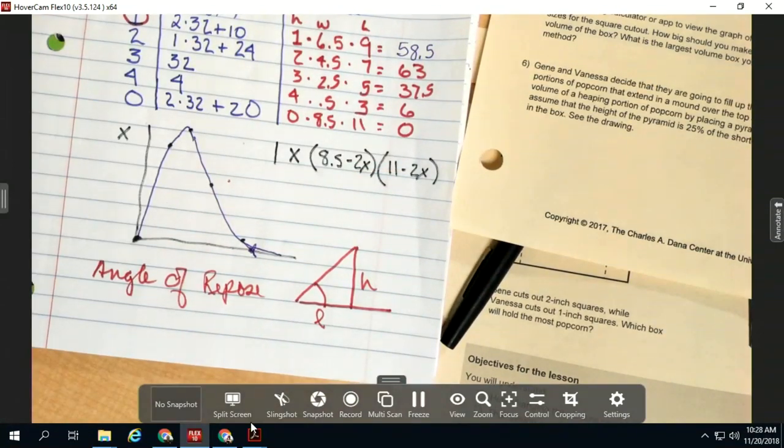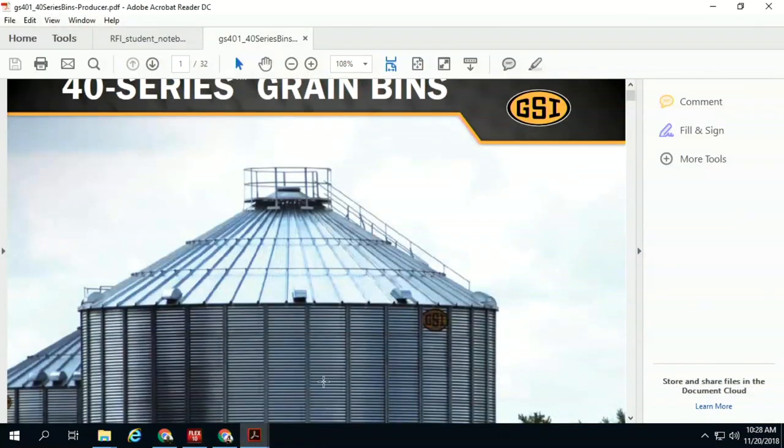Anybody take trig? Nobody? Yeah, what's the ratio there? Did you say tangent? You're absolutely correct. Tangent. Okay. This angle of repose is a real life thing. Now you may say, Kevin, you're just making that up. Here is a place where it's used.